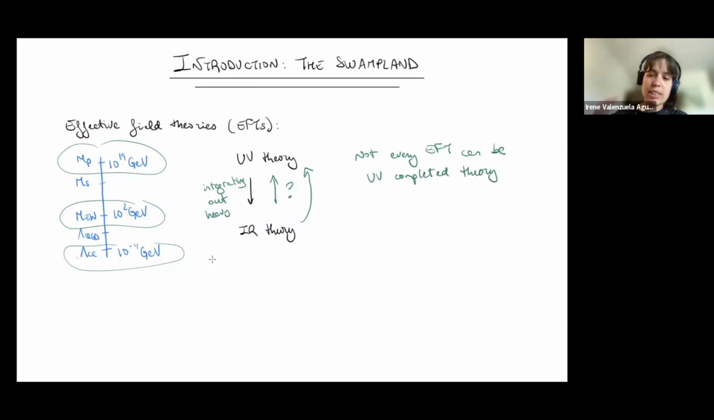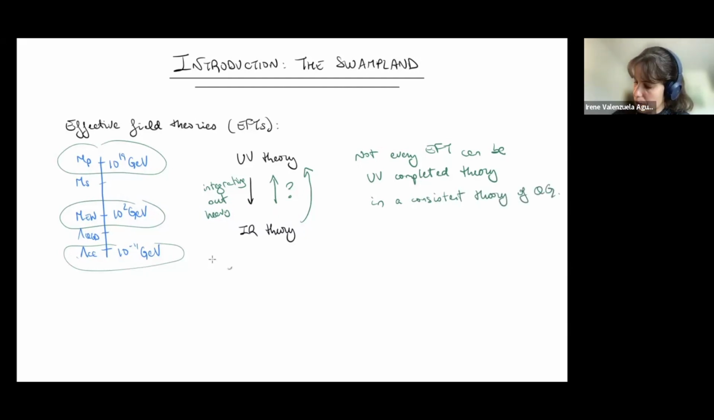And in particular, this is something that already happens in quantum field theory, but it's very strong if we are wondering, if we are interested in quantum gravity. Okay, so in particular, not every effective field theory can be UV completed in a consistent theory of quantum gravity.